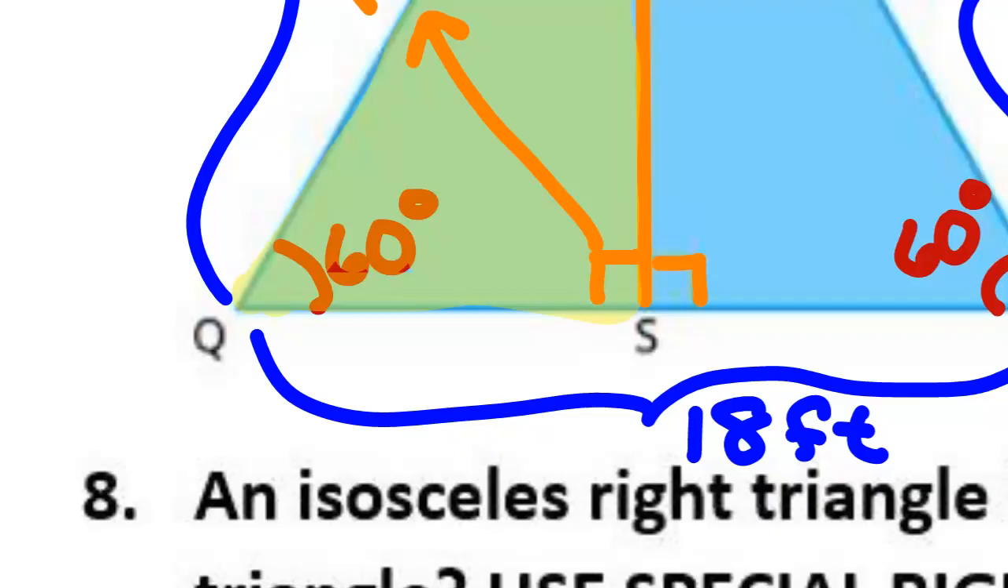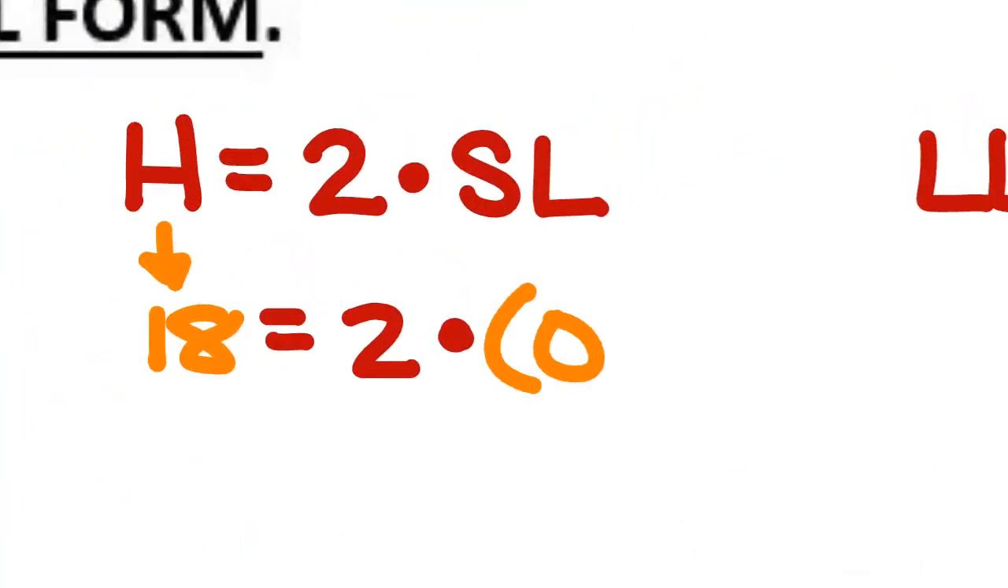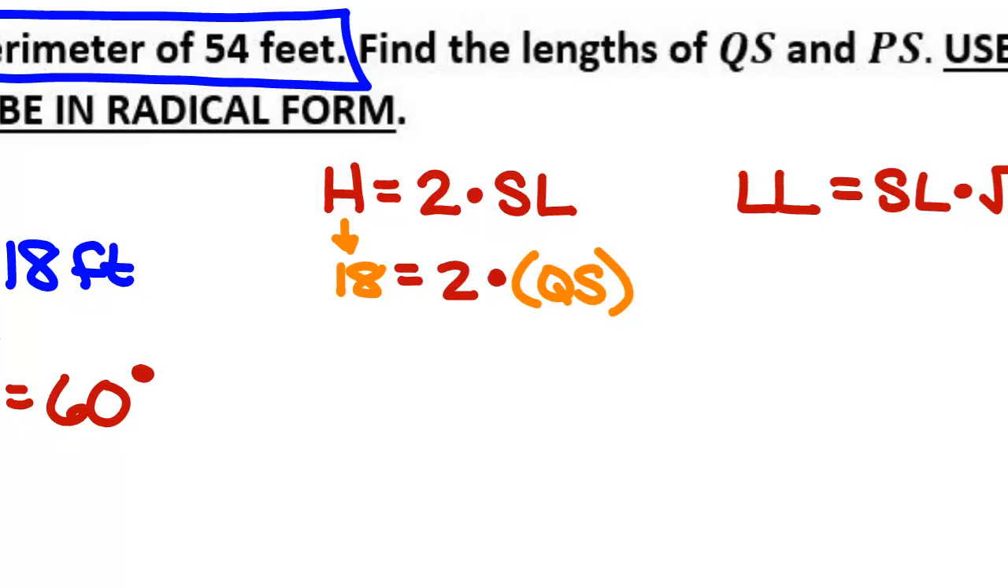Just which side of the triangle? QS, yes. QS would be the short leg. So I'm going to put in QS here. Then we divide both sides by 2 to get QS by itself.